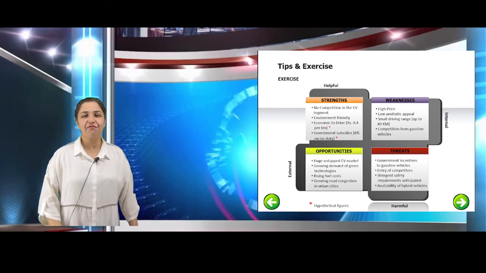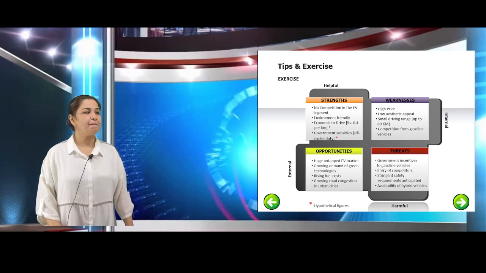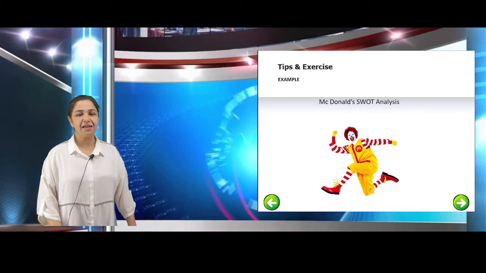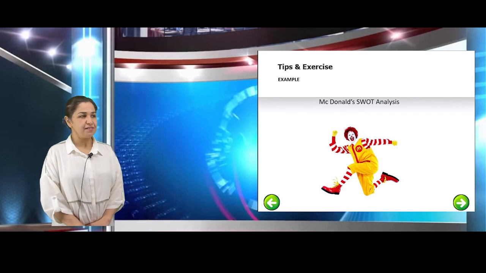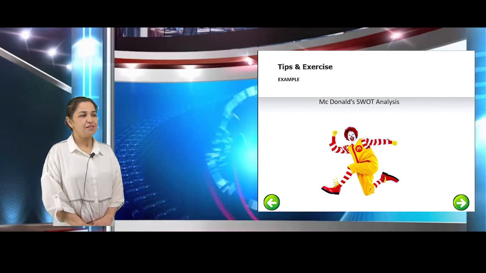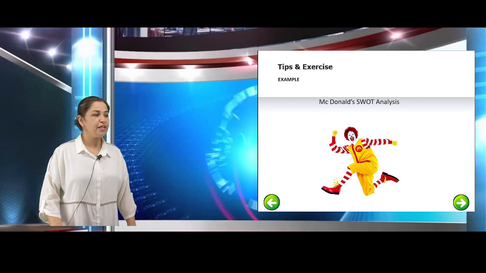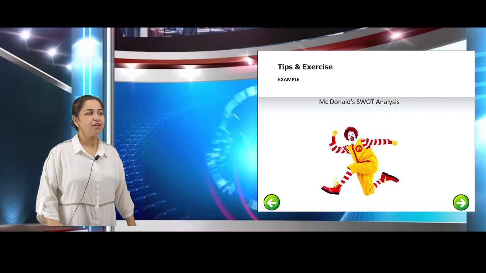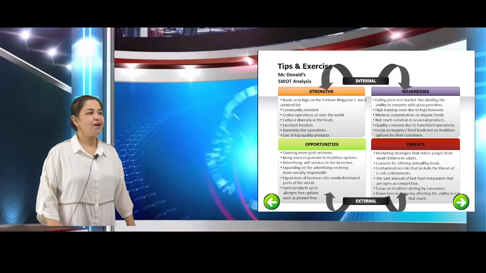So we gave you here some features, but we also appreciate your answers according to this assignment. The next exercise is McDonald's SWOT analysis. We know that fast food is developing very much nowadays, and it is one of the prestigious businesses in the world. So what is the McDonald's SWOT analysis?